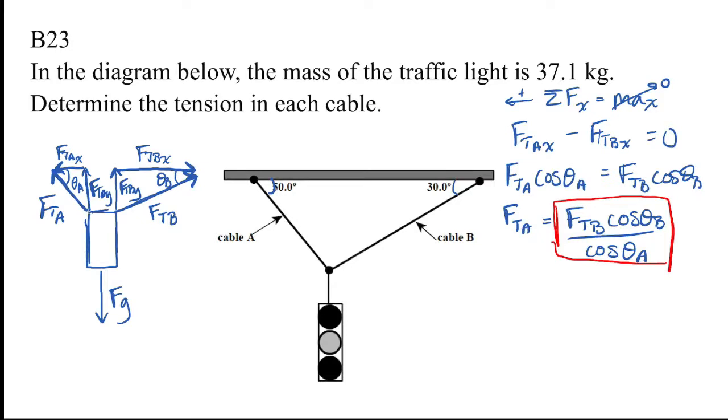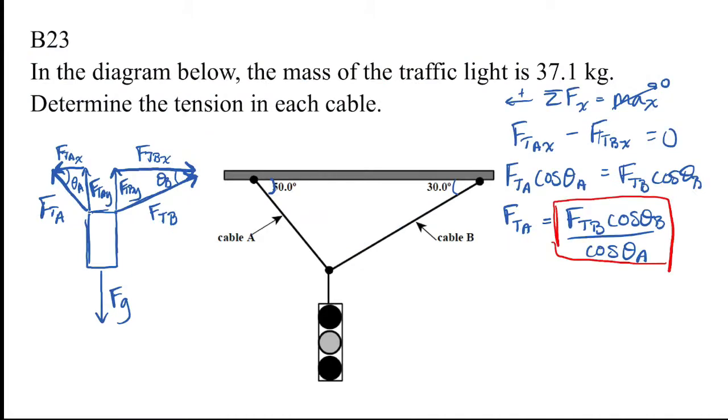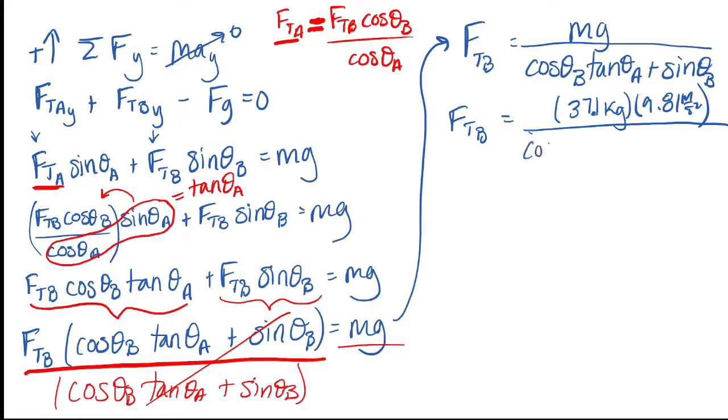So the mass of this was 37.1 kilograms. G, of course, I know is 9.81 meters per second squared. Divided by, okay, and now I have to figure out what these angles were. So the angle for B is 30 and the angle for A is 50. So remember that. So cosine of 30 degrees, because that was the angle at B, times the tan of 50 degrees. Okay, and then plus the sine of theta B, so that's 30 degrees. Oh my goodness, that sounds like a fun thing to type in your calculator, doesn't it?